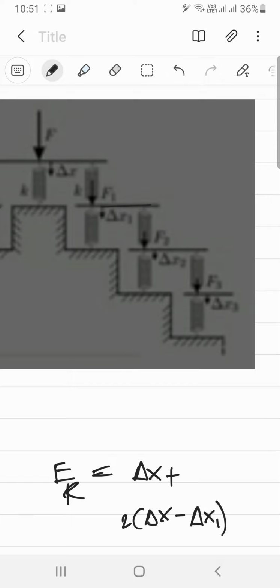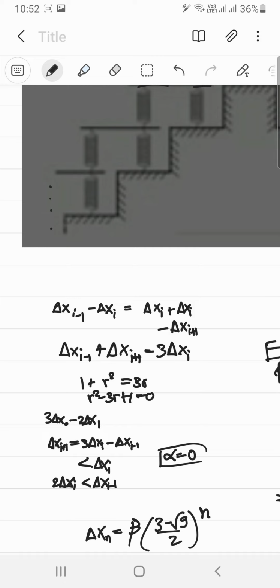From there you can say that goes over there, 3 delta x I, and this goes over here, so 1 plus r square is equal to 3r. So r square minus 3r plus 1 is equal to 0. That will be the characteristic equation. From that you can figure out what r is, which is 3 plus minus square root of 9 minus 4, 5, so 3 plus minus square root 5 upon 2, and then do the usual thing that you do to solve recursions.